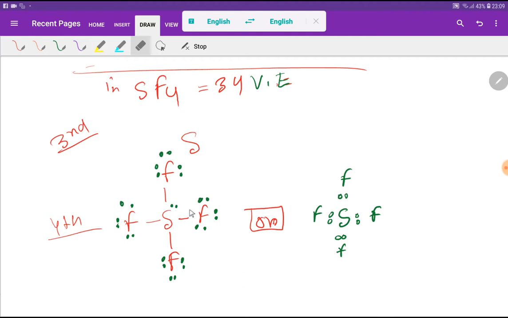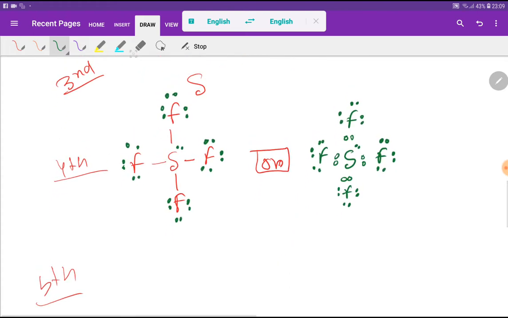Okay, so if I complete this structure, then I have to place here, look at here, I have to place here 2 2 2 2 2 2. At last I have to place here 2 more electrons, right?